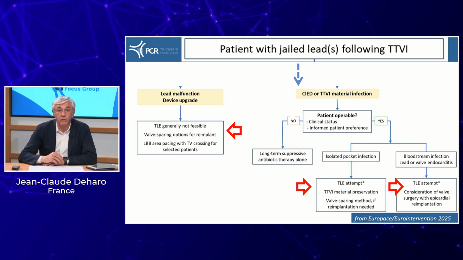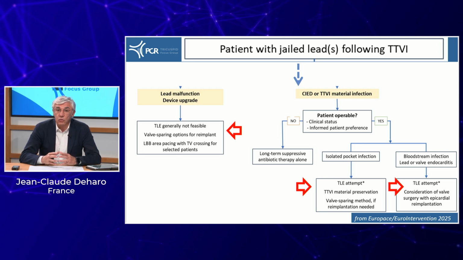And also, a very important thing is what to do when a lead is jailed and you have an indication for, let's say, removing the lead. What to do when you have a lead with malfunctions or a device upgrade to perform? In general, in this situation, you cannot perform the lead extraction, and so you will go to some technique like the ones which have been presented by Blandine about valve sparing.